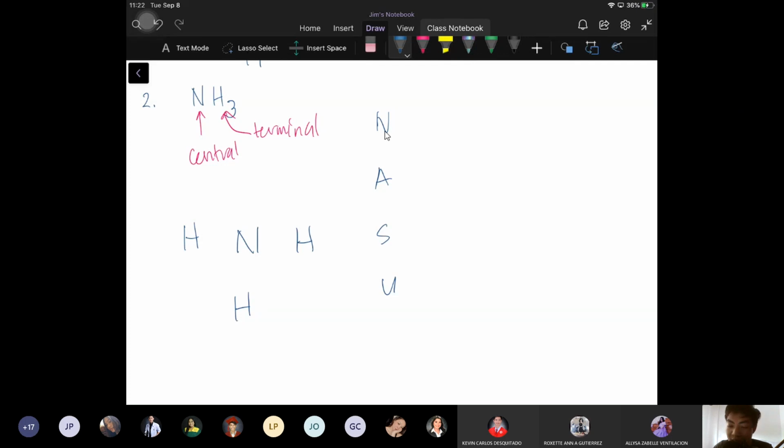Needed: 4 nitrogen, 4 hydrogen. For nitrogen, we need... does nitrogen follow the octet rule? Anyone? You can use your mic if you like. Yes. Now, it follows the octet rule because it is in the P block.